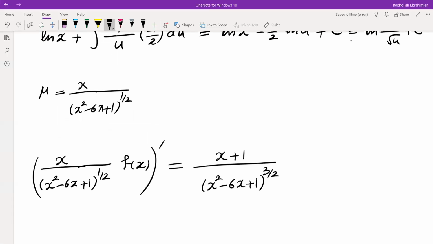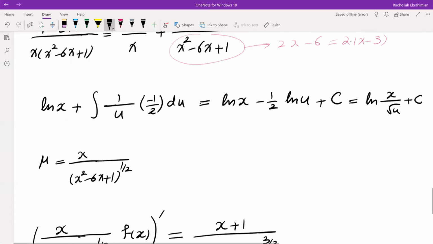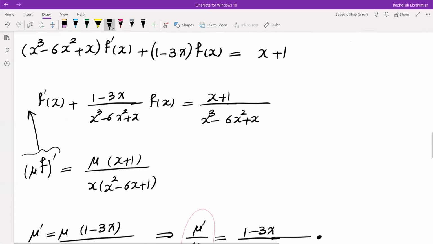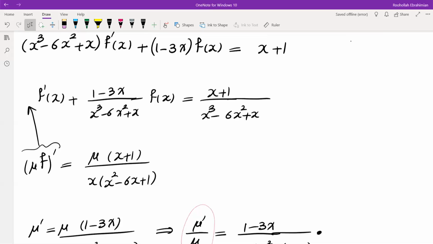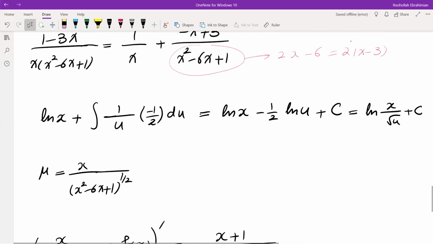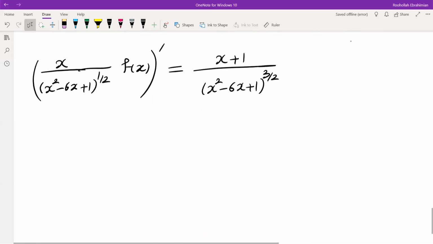So if I just scroll up to show you where we have that. Yeah, this is what I have. So if I multiply that by x over x squared minus 6x plus 1 to the power of 1/2, I get this. Okay. So now I have to integrate that.